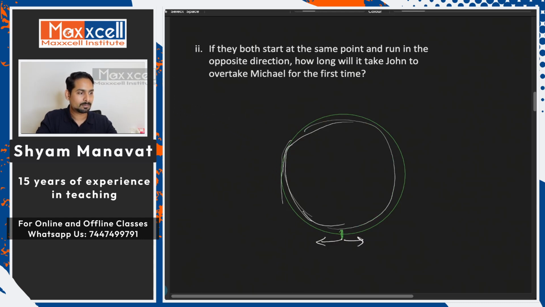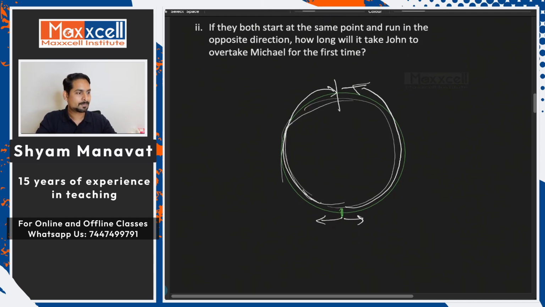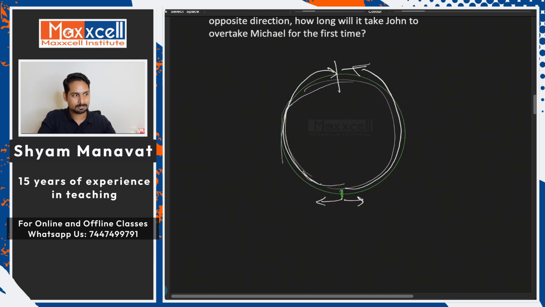Okay, the one going from this direction, the one going from this direction, if they meet somewhere here, that means relatively they have to cover one lap. Okay, understood? So now distance, you understood. Distance is equal to what? 700 meters, as per this question, the length of the circular track.